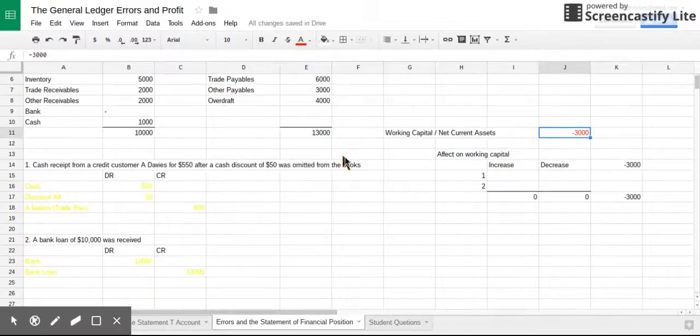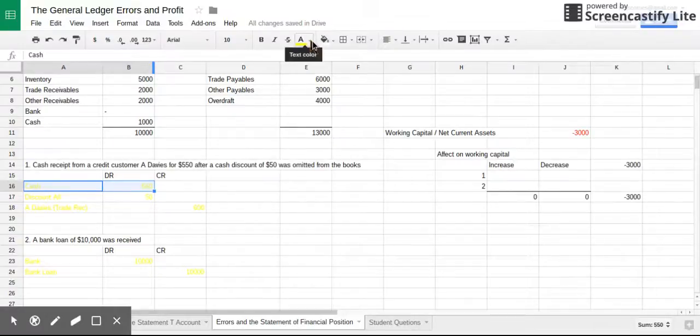So for this business here, we've got a couple of changes that have been made. I'm going to see how they impact on the working capital. Do they increase it or do they decrease it? First one is cash receipt from a credit customer, A. Davis, for $550 after he's taken a cash discount of $50, and it's been omitted altogether from the books. So, first one, quite obviously, he's got a debit entry of $550 that should go into the cash account because we've got more cash. So on the face of it, that's going to increase the working capital.